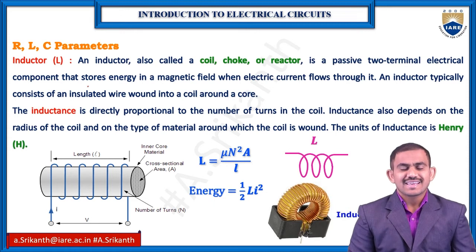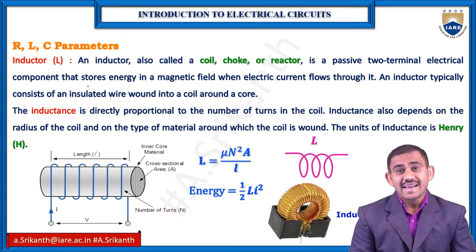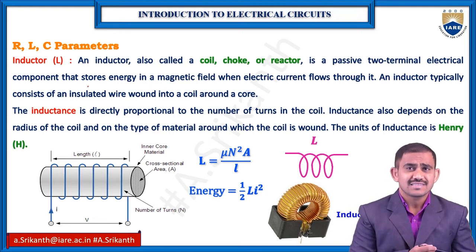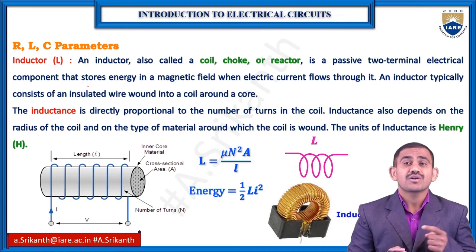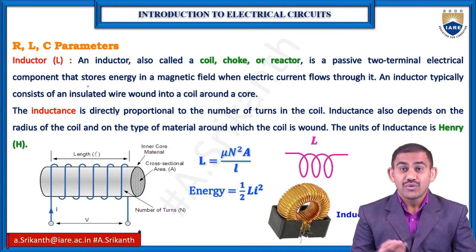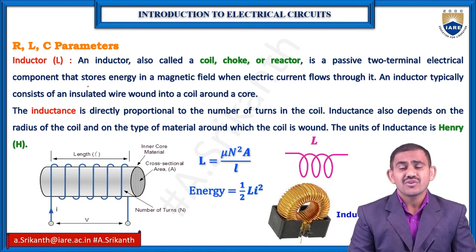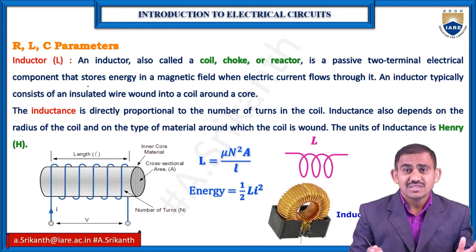Now coming to the inductor. An inductor is also a passive element, and it is also a bilateral element. Where there are windings, that is nothing but an inductor. Where there are coils, that is also an inductor. A fan has windings, so that is also an inductor. A motor is also winding, so that is also an inductor. So we have different types of inductors.